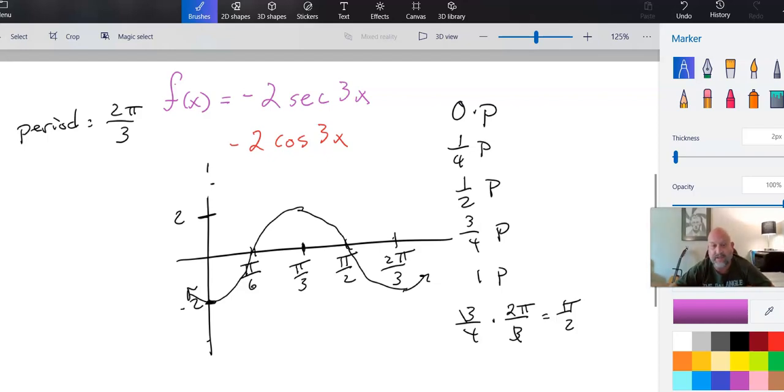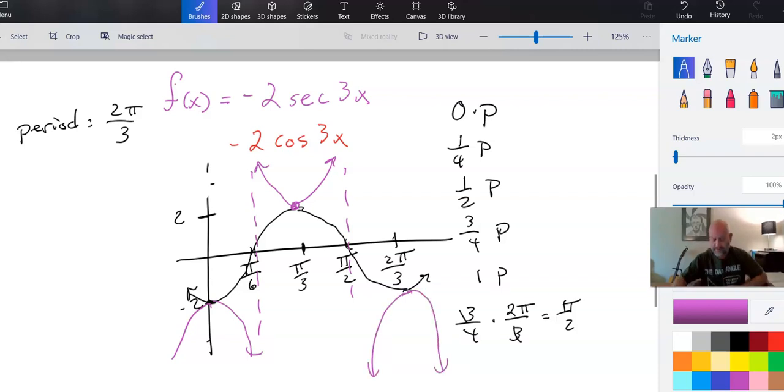Once you have that cosine graphed, you can put in your secant. It's once again a matter of putting in the asymptotes where you have zeros and then drawing off of peaks and troughs. Something like that. And again, the only part that's actually the graph of -2 secant 3x is the part that's in purple, right? So it's this part here and here.